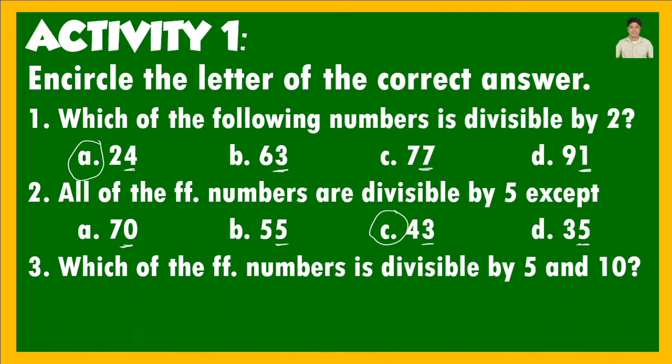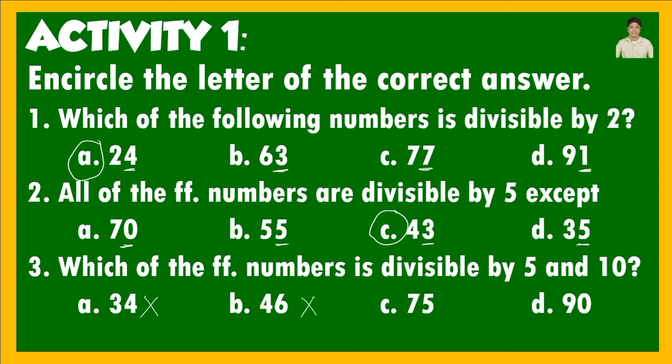Next, number 3. Which of the following numbers is divisible by 5 and 10? Ayan. Letter A, 34. Letter B, 46. Letter C, 75. And letter D, 90. Okay, so dito, dalawang numbers ang tinutukoy niya. Divisible by 5 and 10 siya mismo.